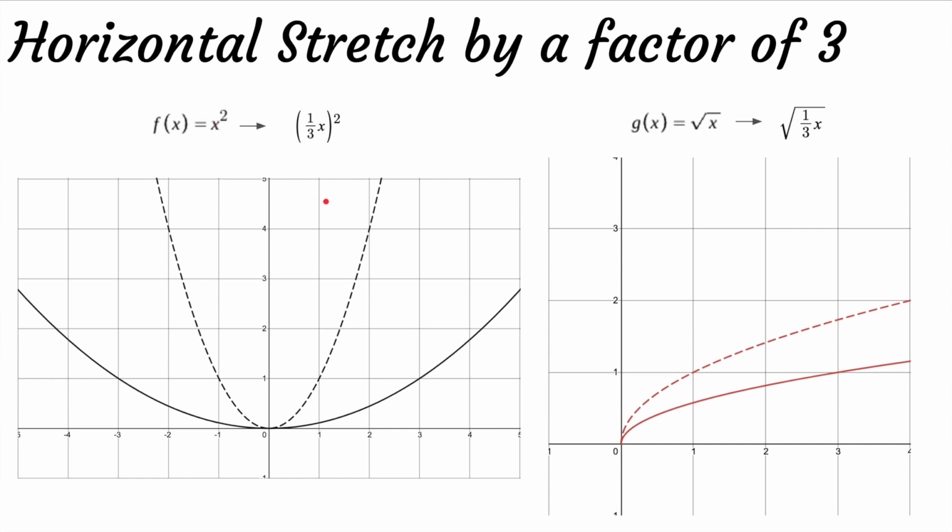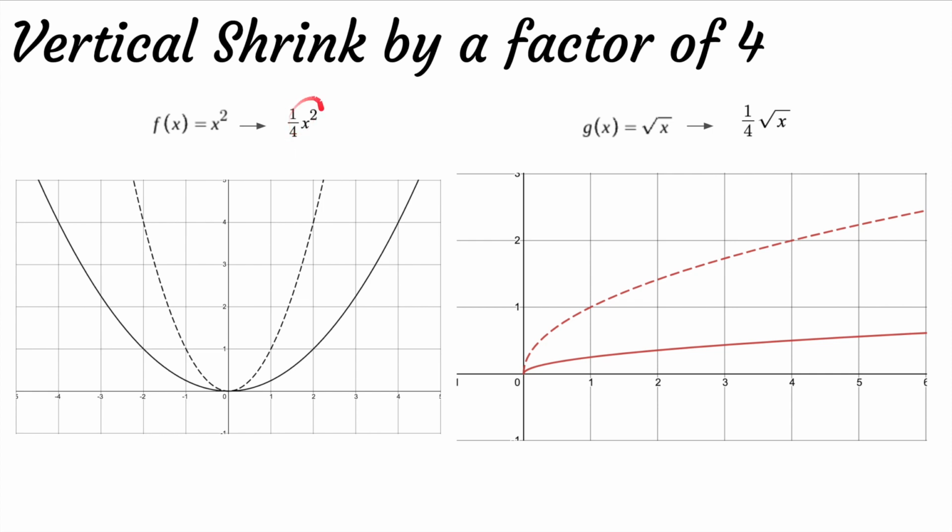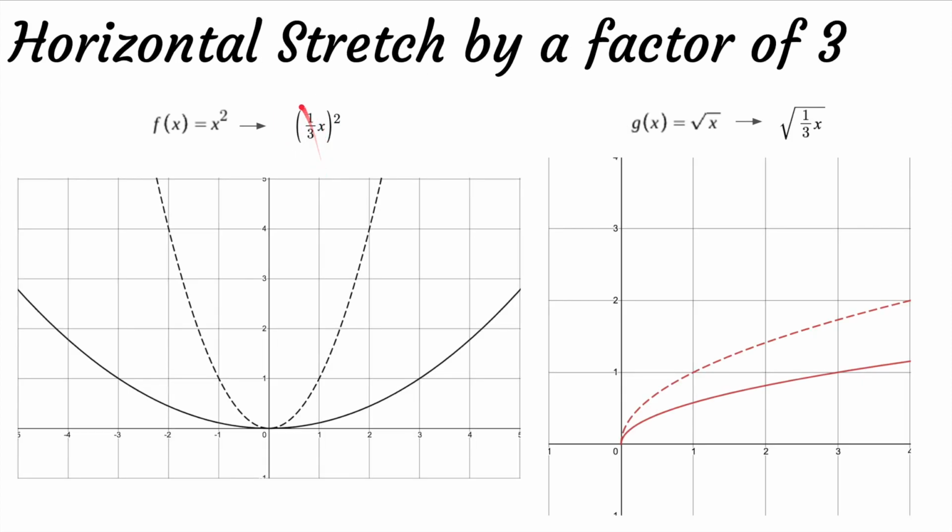Then I did a horizontal stretch by a factor of 3. I put the 1/3 x in parentheses, then put the squared. It's basically the same thing as this, but this time it's in parentheses, and this is the parent function, and this had been stretched out horizontally by 3. This is the square root of 1/3 x, which here's the parent function. It just brought it down by basically 1/3.